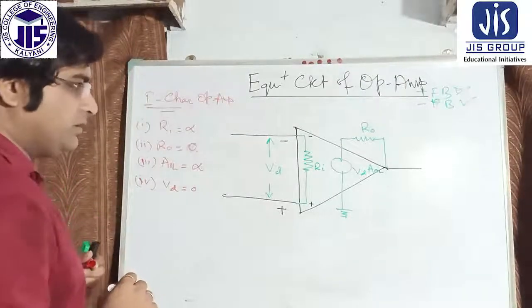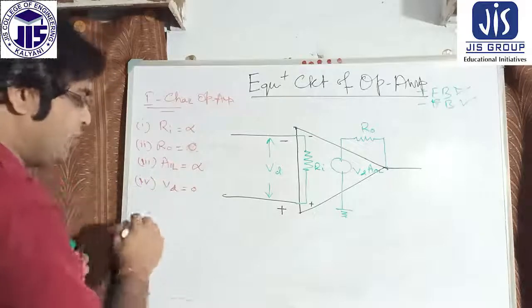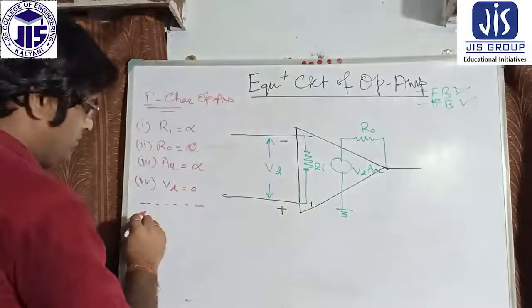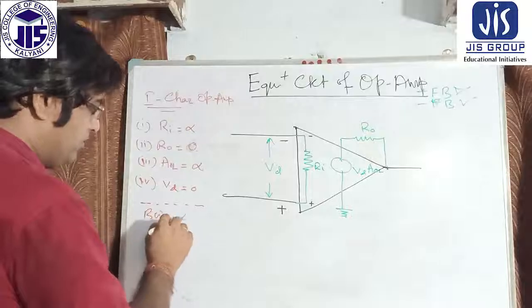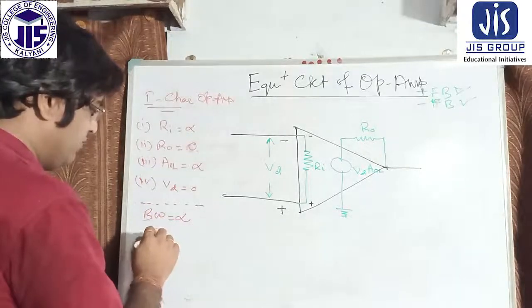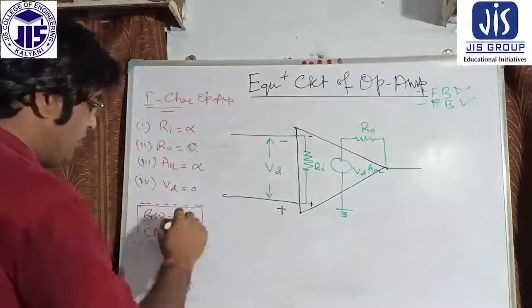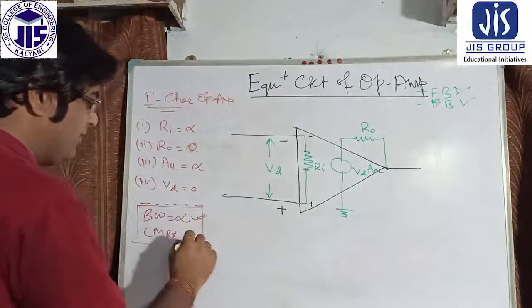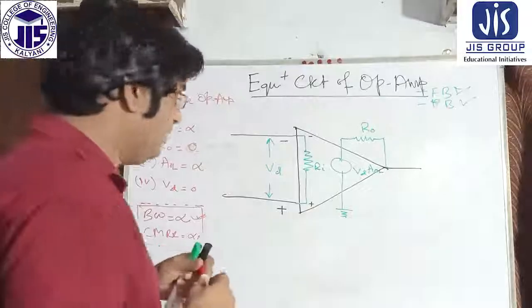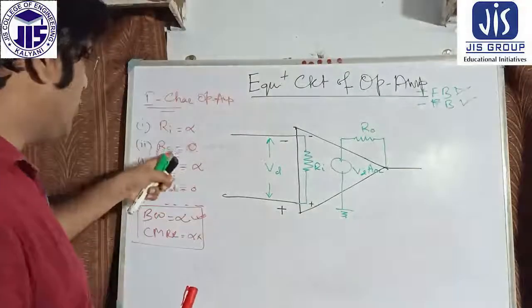And apart from that, bandwidth equals infinite, CMRR equals infinite. We already know about bandwidth, but CMRR till now we cannot understand. Okay, I am just coming to all these components.